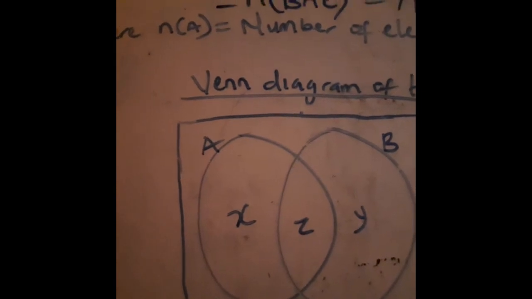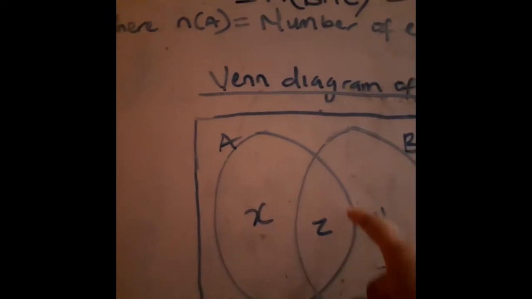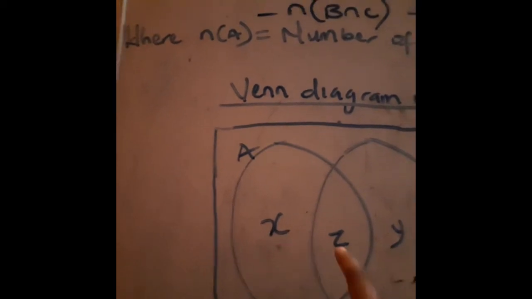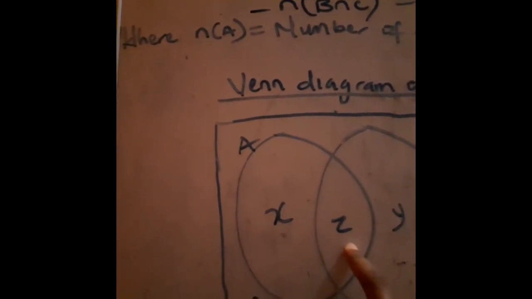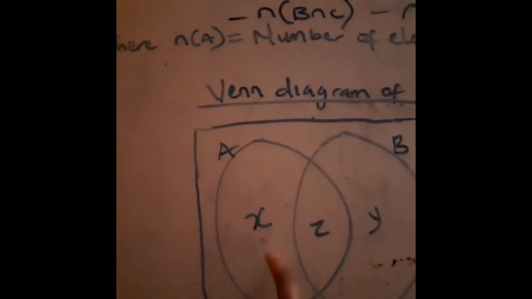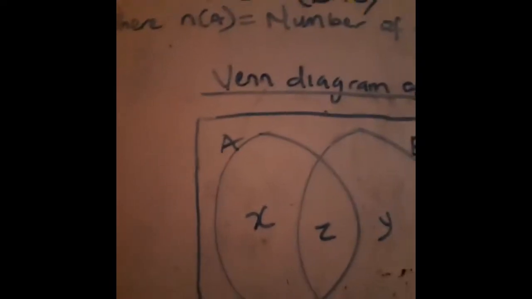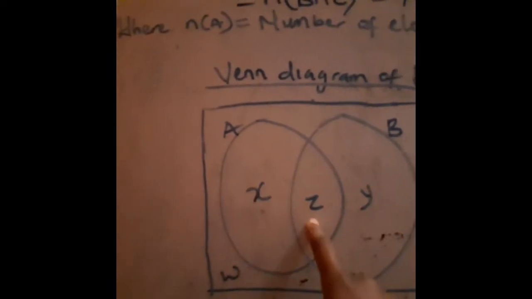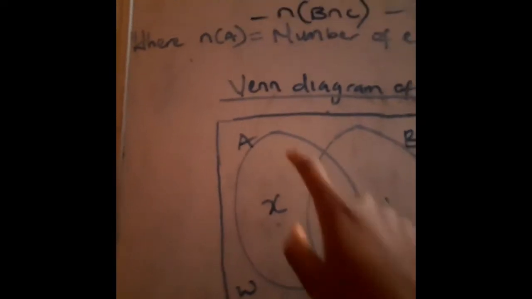So if you want to find the number of elements in set A, we look at how the circle went. The circle went like this. How many elements are in that circle? We have elements X and Z for A, but X is just for A only. Z is the intersection of both A and B, so Z is a part of A and also a part of B. So we add Z as part of the elements in set A. I hope you understand. So the number of elements in set A is X plus Z, because X and Z are both elements of A. X is for A only, but Z is for A and also for B.